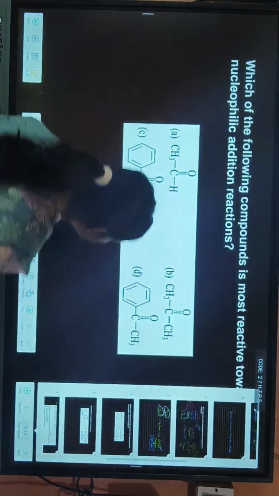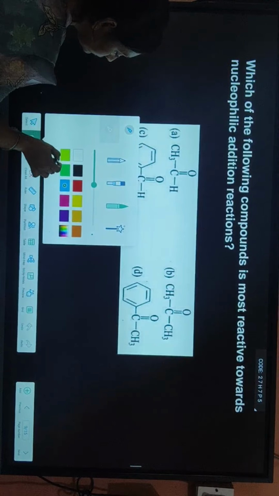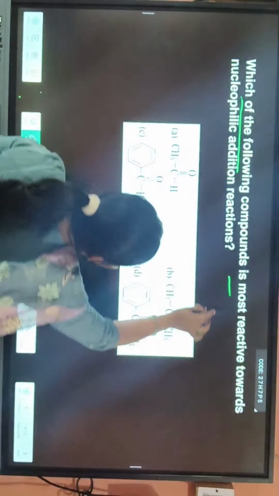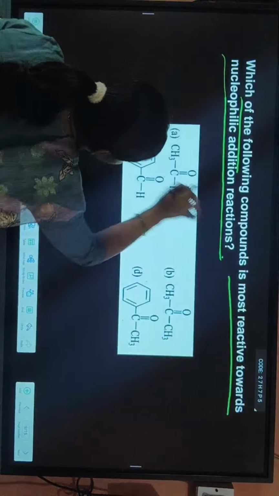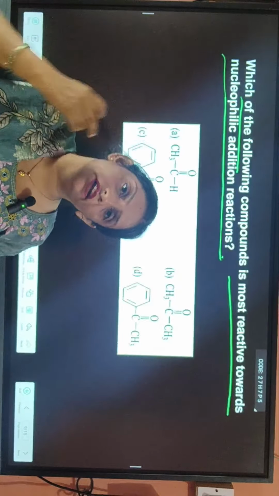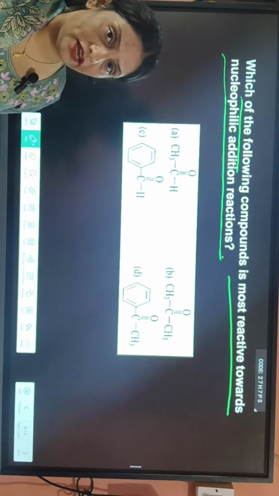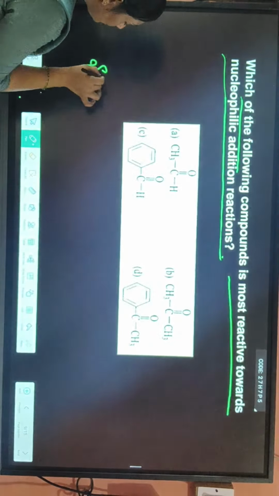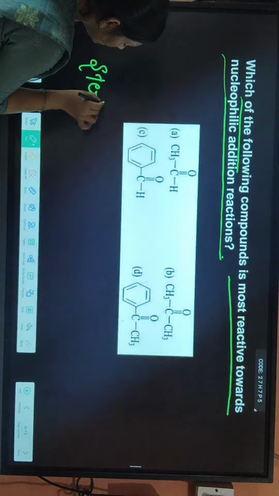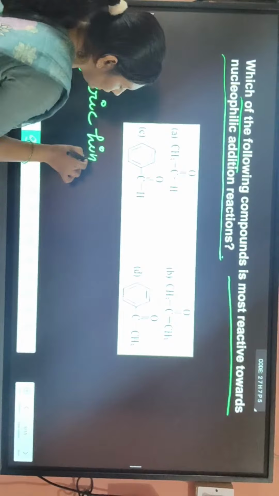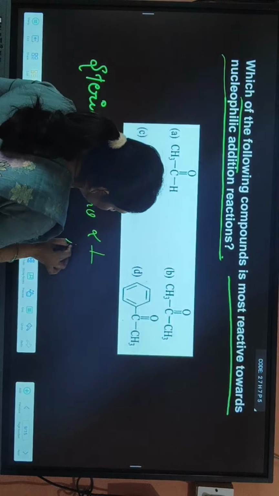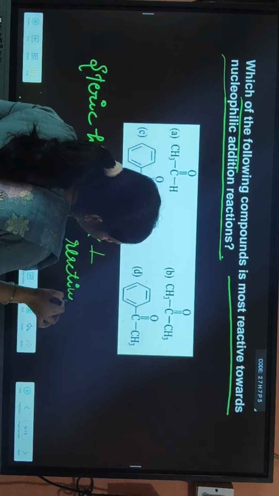Now, students, our next question is: which of the following compounds is most reactive towards nucleophilic addition reaction? Nucleophilic addition reaction, I already told you, if more steric hindrance is there, then it will be less reactive. Steric hindrance is inversely proportional to the reactivity towards nucleophilic addition reaction.